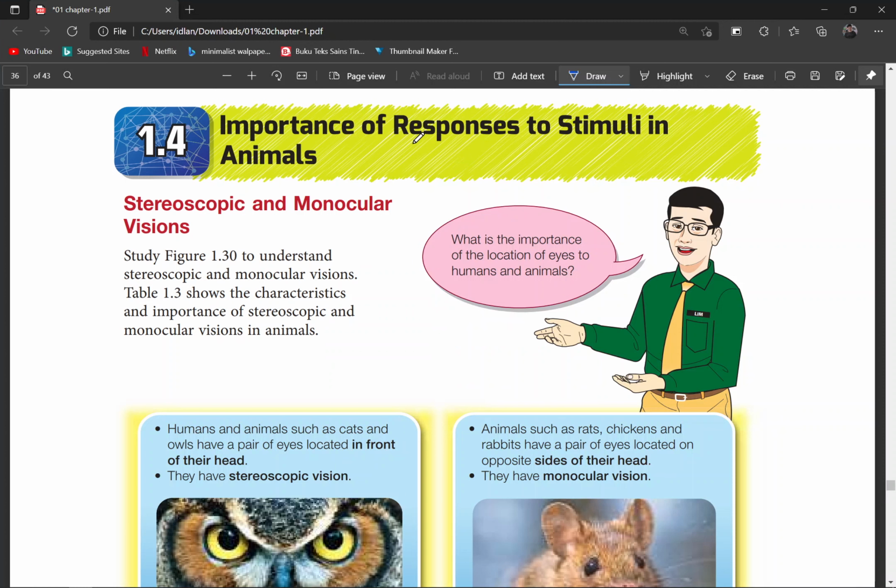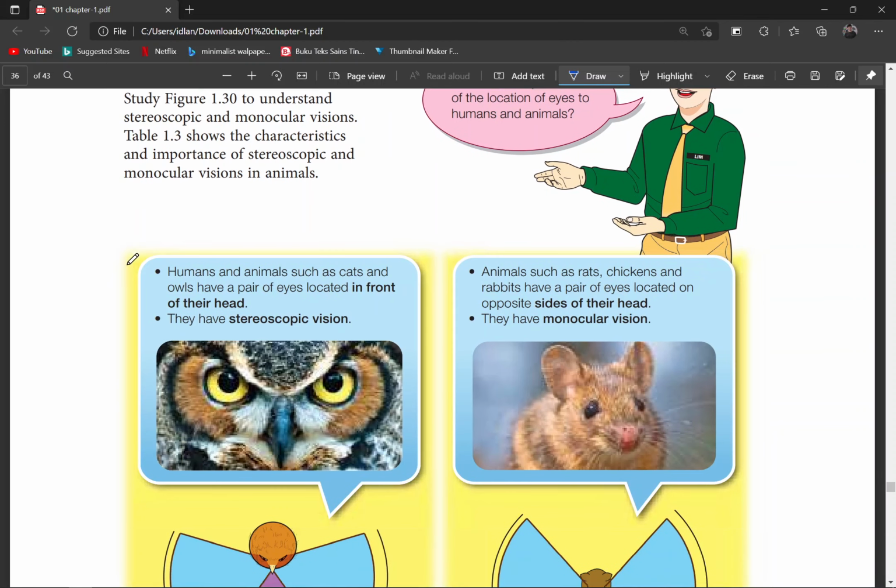Okay, importance of responses to stimuli in animals pula. Tadi dah plants, ni animals. Okay, apa yang spesifik tentang animals ni? Diorang ada stereoscopic and monocular visions. Okay. Human and animals such as cats and owls have a pair of eyes located in front of their head. Ni, mata diorang duduk biji kat depan ni, betul tak? Betul? Okay. They have stereoscopic vision.